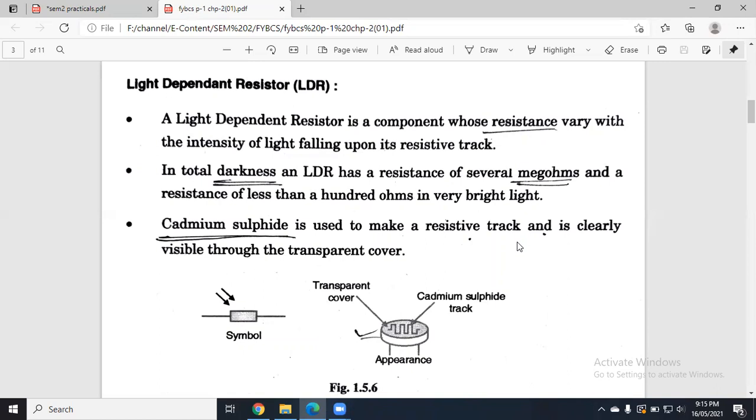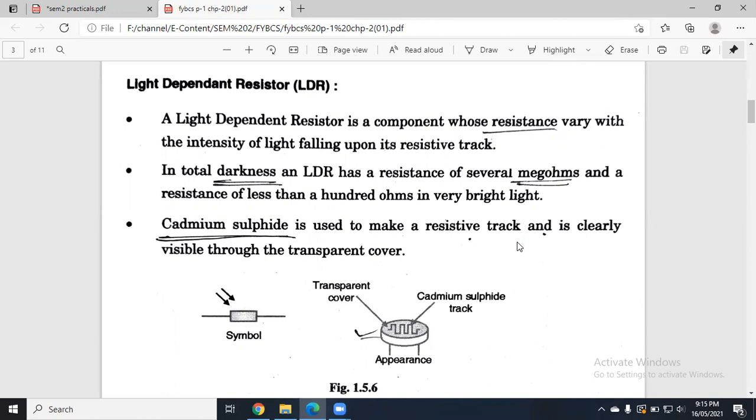A resistor is a device which will oppose the flow of current. In case of a light dependent resistor, the working is going to remain the same, it is going to oppose the flow of current. But whenever light falls on the resistive track on the surface of the LDR, the resistance changes. In total darkness, an LDR has a resistance of several mega ohms and a resistance of less than 100 ohms in very bright light.